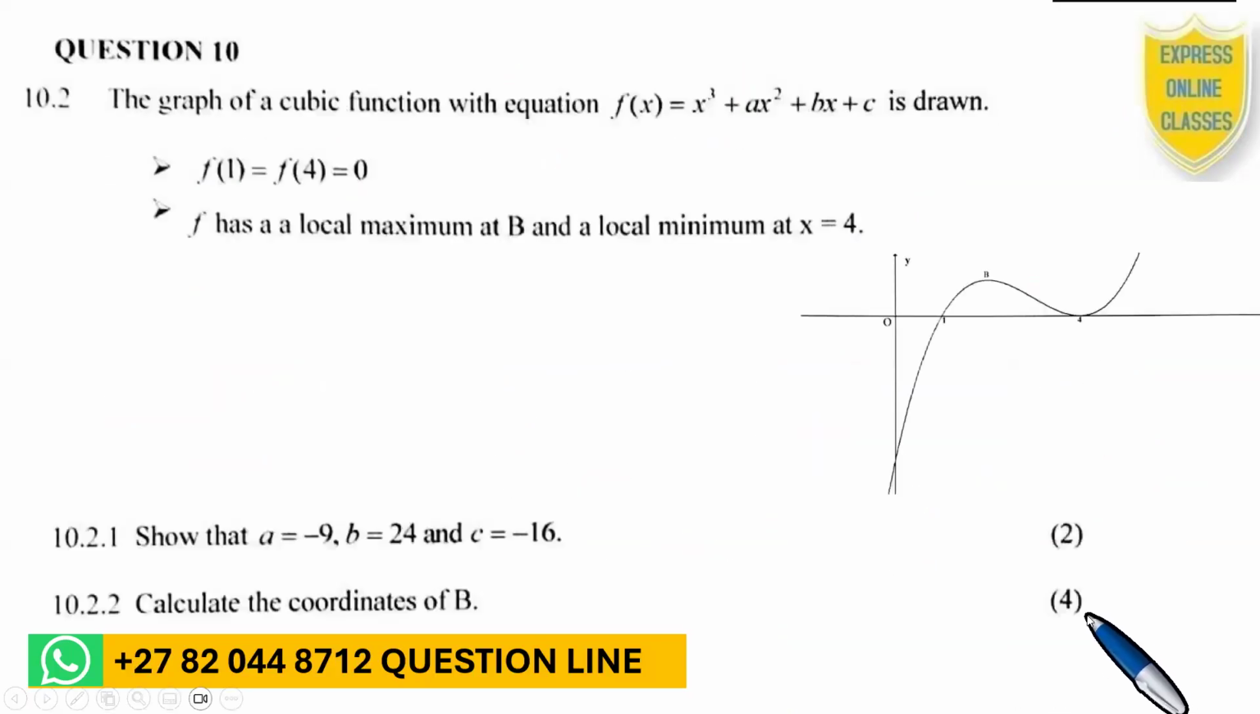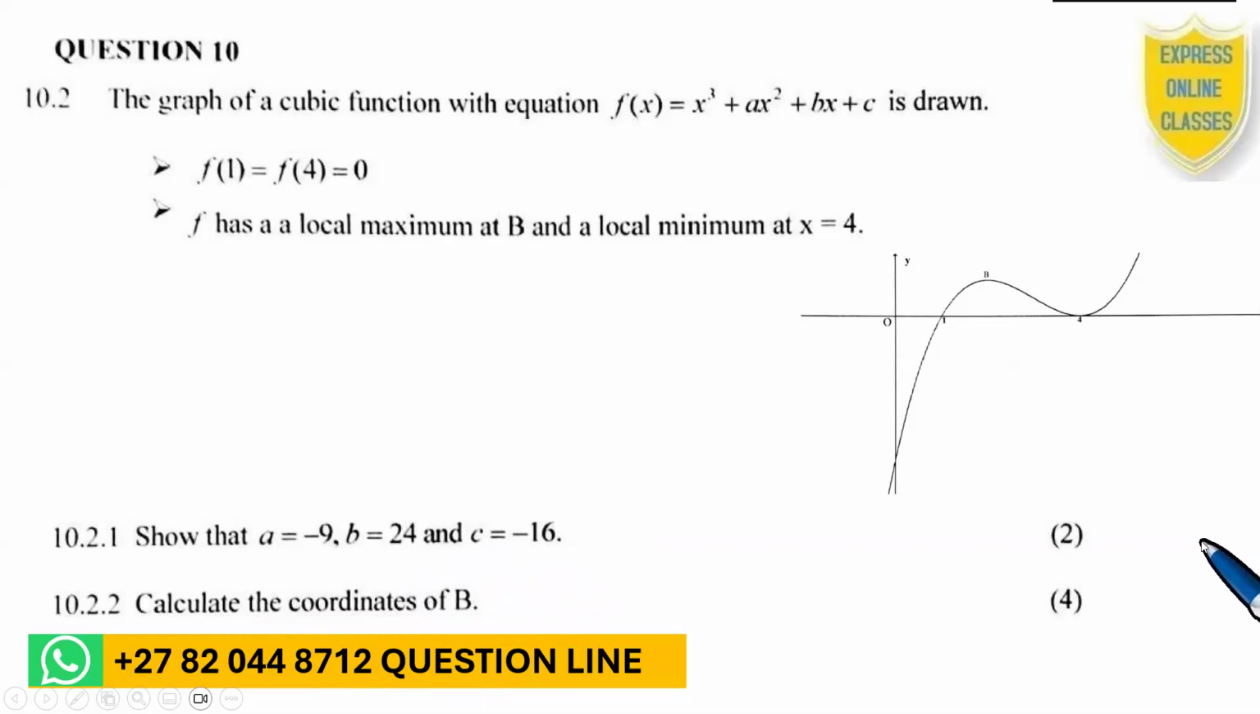Now, 10.2 is next. The graph of a cubic function with the equation f of x equals x cubed plus ax squared plus bx plus c is drawn. F of 1 equals f of 4 equals 0. F has a local maximum at B and a local minimum at x equals 4. Show that a is -9, b is 24, and c is -16 for 2 marks.